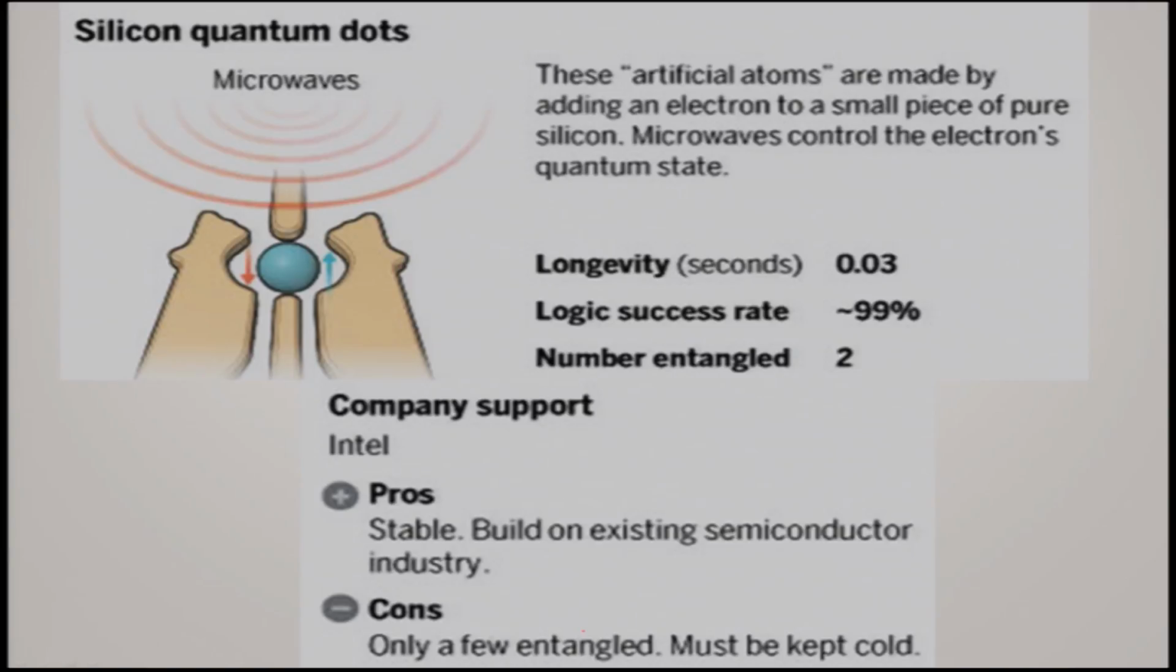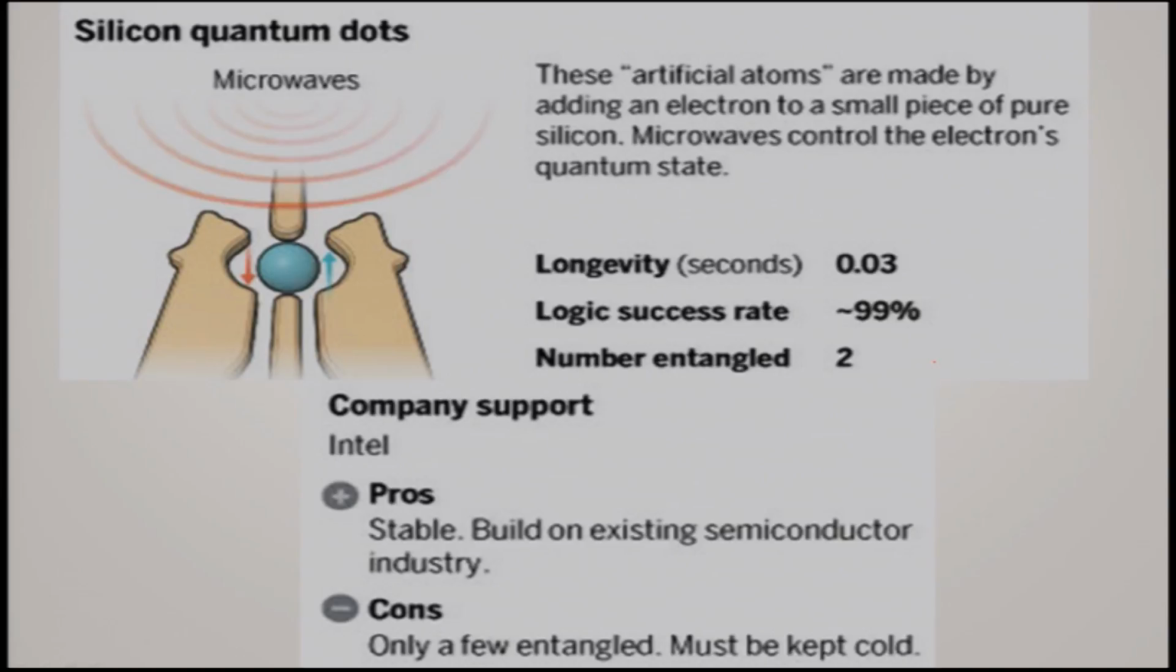The other area where a lot of effort has been put in terms of commercial basis is the silicon quantum dots. These are artificial atoms made by adding an electron to a small piece of pure silicon. The microwaves control the electron's quantum state in this particular case. This has a fairly long longevity, 0.03 seconds, and the logical success rate is also reasonable, 99%. However, the scalability has not yet been achieved much.